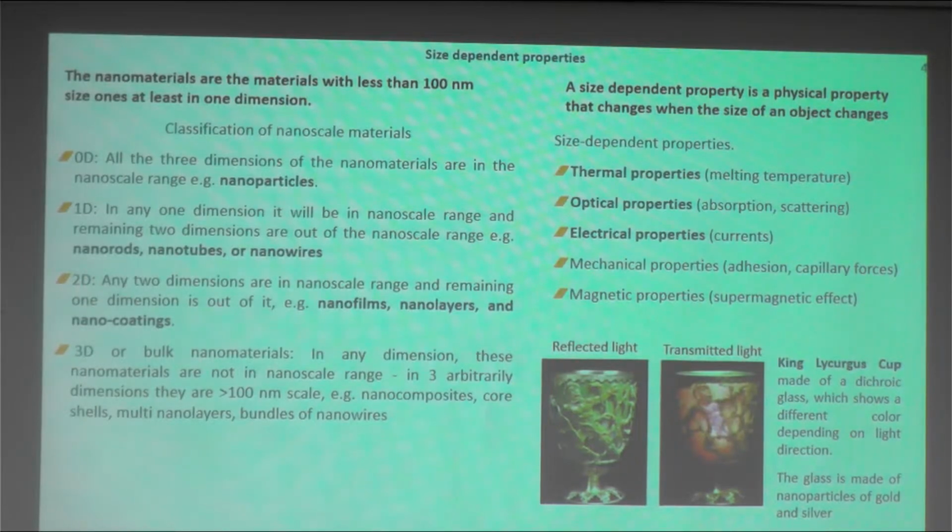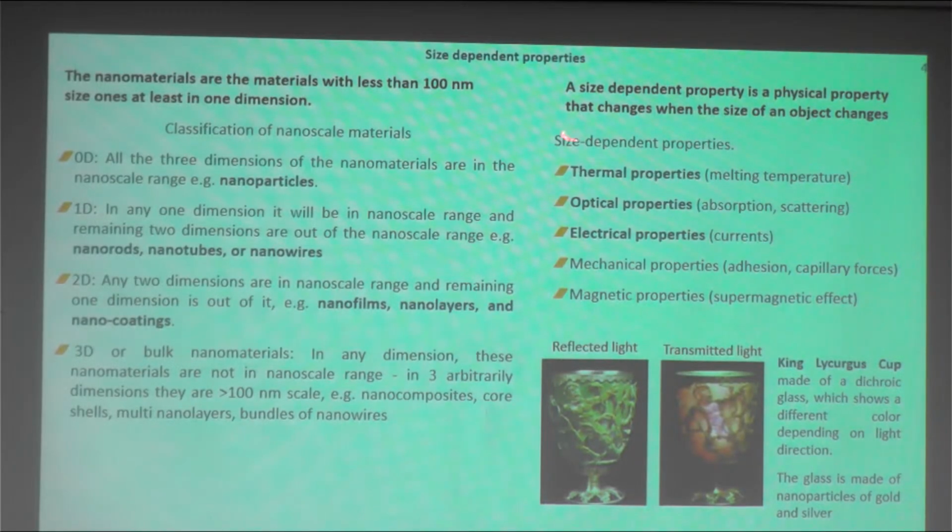2D materials have 2 dimensions in the nanoscale, and the remaining 1 dimension is out of it, like nanofilms, nanolayers, and nanocoatings. 3D or bulk nanomaterials are not in the nanoscale range in any dimension, so in 3 dimensions they are larger than 100 nanometers. That could be materials like nanocomposites, core shells, multi-nanolayers, bundles of nanowires, etc.